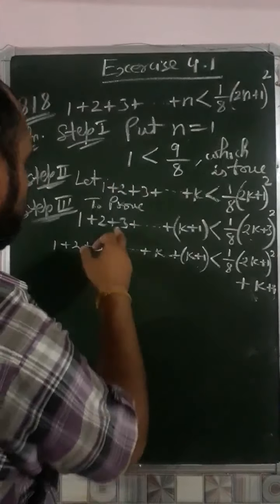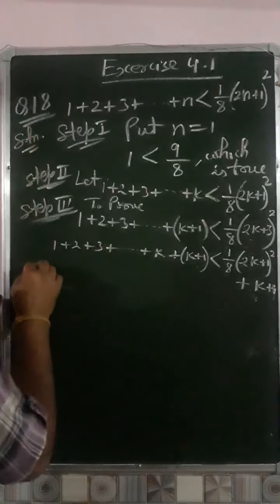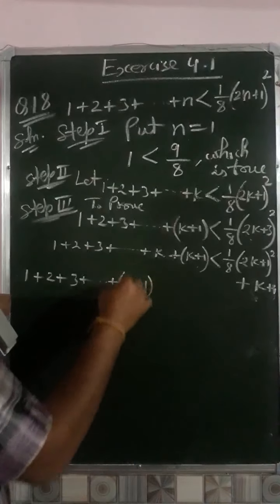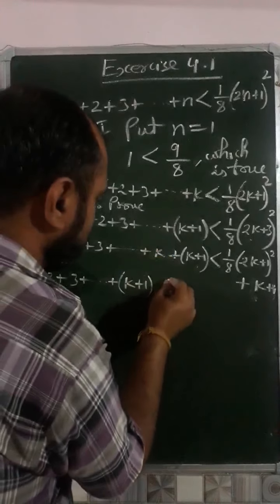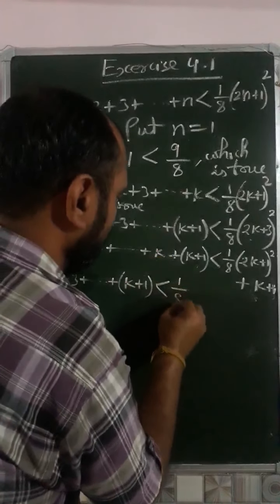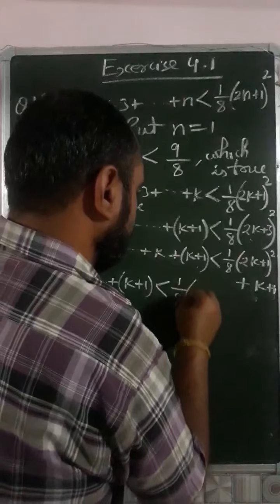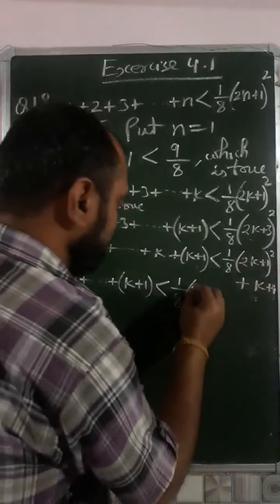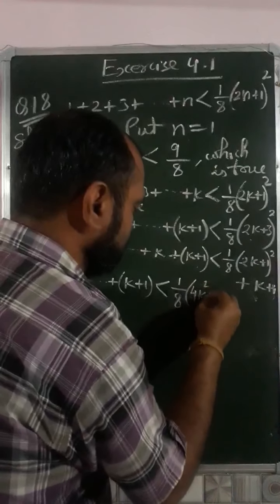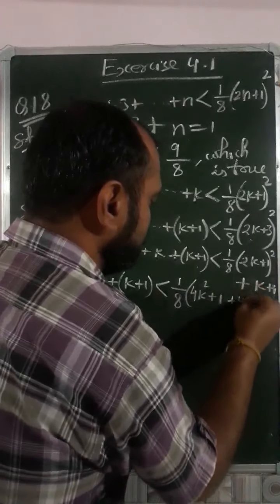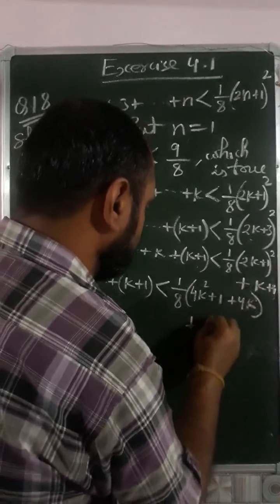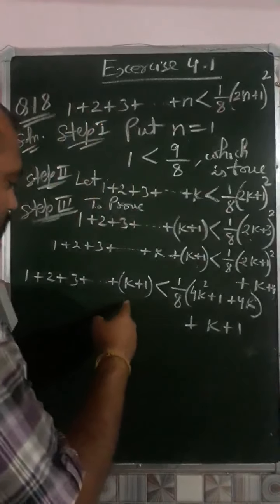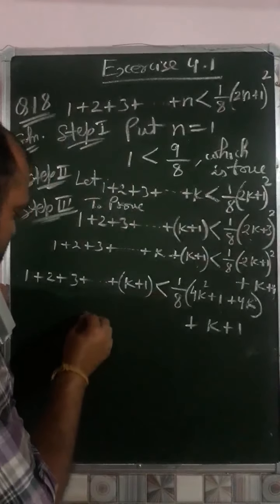So this is the left hand side of the third step. We get 1 plus 2 plus 3 plus so on plus k plus 1. No need to write the kth term. You have to prove this 1 by 8 (2k plus 1) whole square. Open the whole square using a square plus b square plus 2ab, plus this k plus 1. So this is the left hand side. Now this is less than.